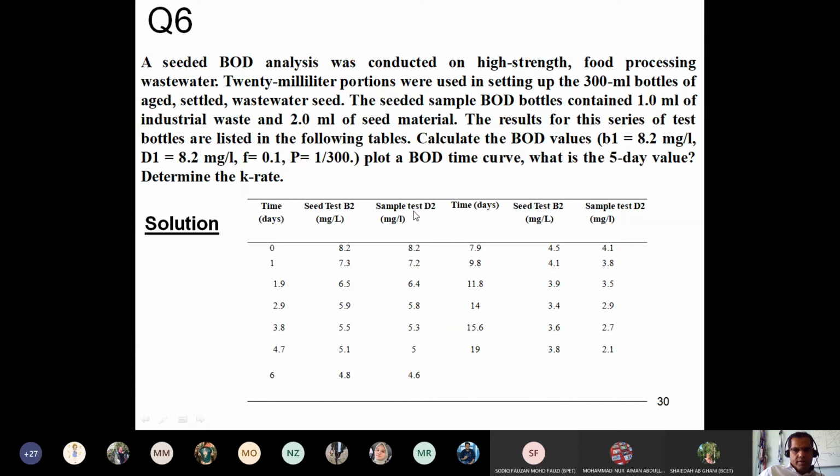And then here is the sample test D2. This is for dissolved oxygen from 8.2. This is the beginning. The end is 2.1. So I need to calculate also the K rate. Calculate the K rate.